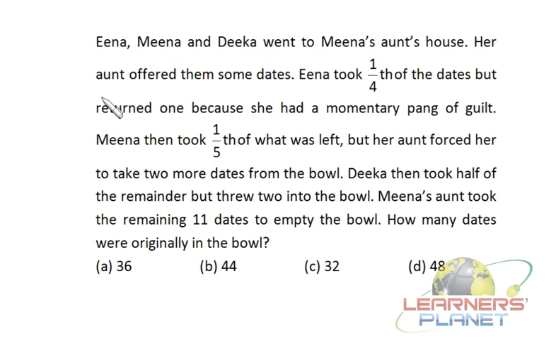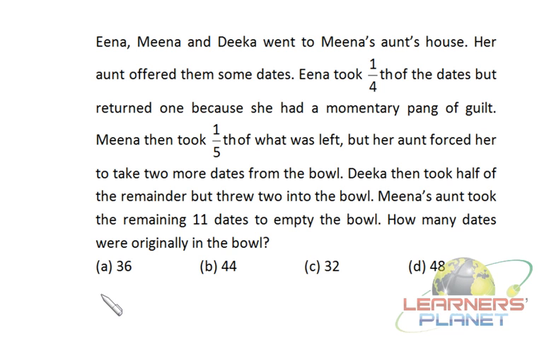Now let's see this question. Ina, Meena and Dika went to Meena's aunt's house. Her aunt offered them some dates. Ina took 1/4 of the dates but returned one because she had a momentary pang of guilt. Meena then took 1/5 of what was left. Friends, let's do this problem by elimination of options. Since there is a long story for this particular question, let's do it by the backward approach.